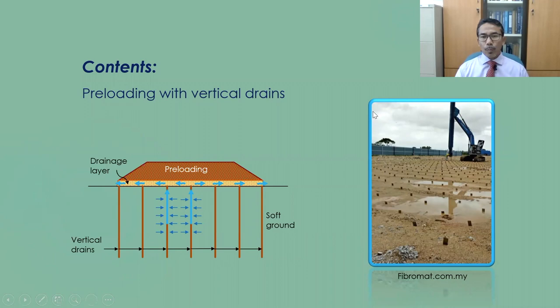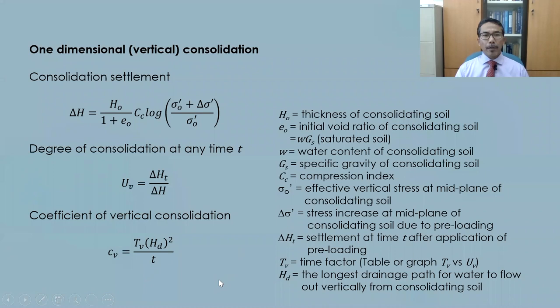With the presence of geosynthetic strips, these strips can be stitched or inserted into the soft ground to facilitate drainage. This photo shows that geosynthetic strips are being installed, or stitched, into the soft ground. Before I explain further how to design vertical drains using geosynthetic strips, allow me to do a quick review on consolidation, which I believe you have learned in the soil mechanics course.